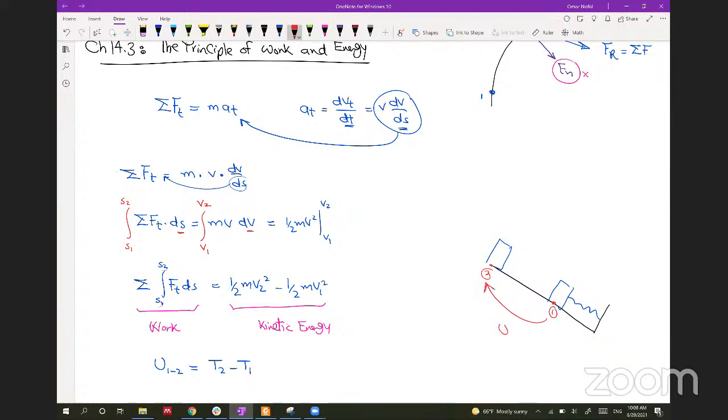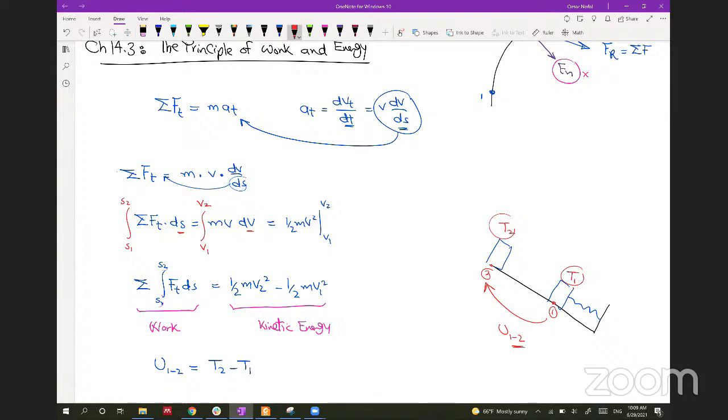And this is, we call it U12. And this work is equal to the kinetic energy of the particle at this location minus the kinetic energy of the particle at this location, T1 minus T2. So this is how the concept of work and energy works.